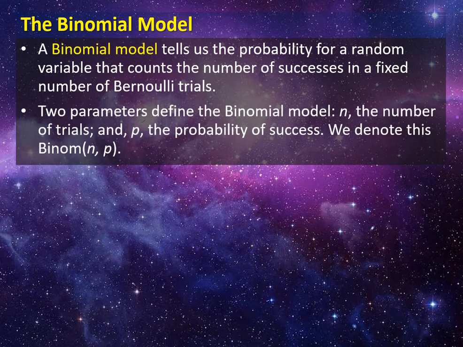When we're describing a geometric model, we put GEOM, and then in parentheses, just the probability. For binomial, it's binom, and then it's n equals, so what is your fixed number of trials? And what's the probability of success on any one of those trials?